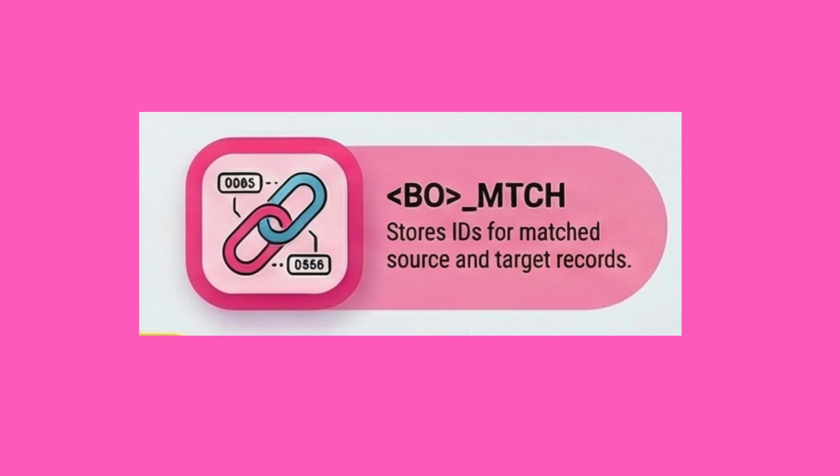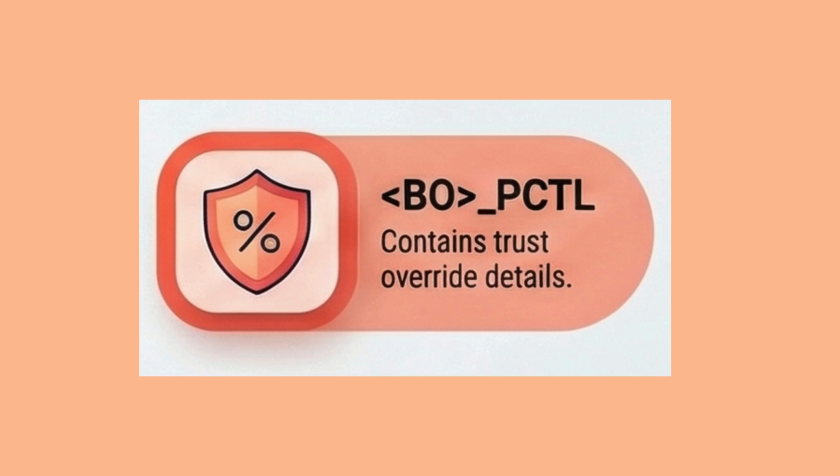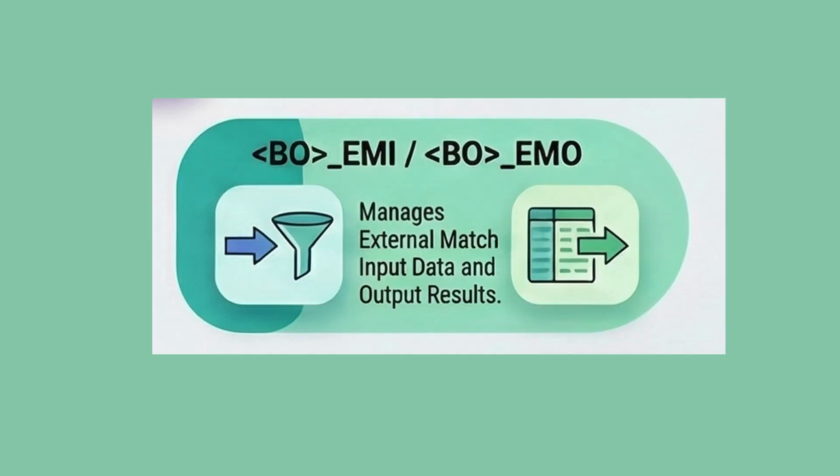Match table. It stores IDs for matched source and target records. HMRG. It tracks the history of merge and unmerge actions. Pending control table. It contains trust override details from the BE. And EMI and EMO. These are the external match input and external match output data tables.